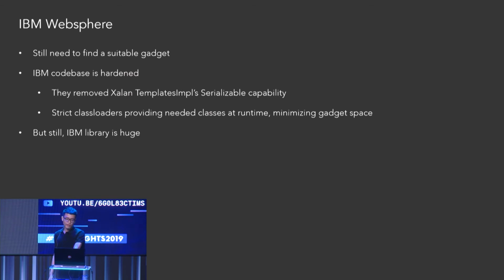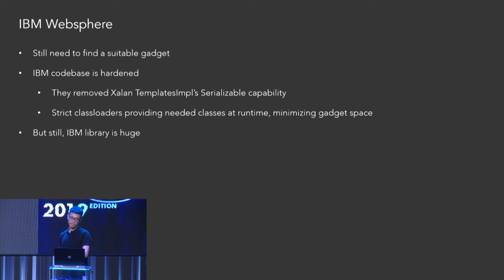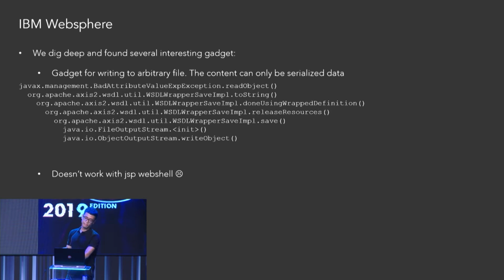So where to go from here? We still need to find a suitable gadget to escalate from here into remote code execution. But IBM CORBA is very hardened. They removed the Templates classes, removed serializable capability completely, and they have a very strict class loader, providing only needed classes at runtime. So they minimize the gadget space as much as possible. But still, the library is huge, so we dug deep and found several interesting gadgets.